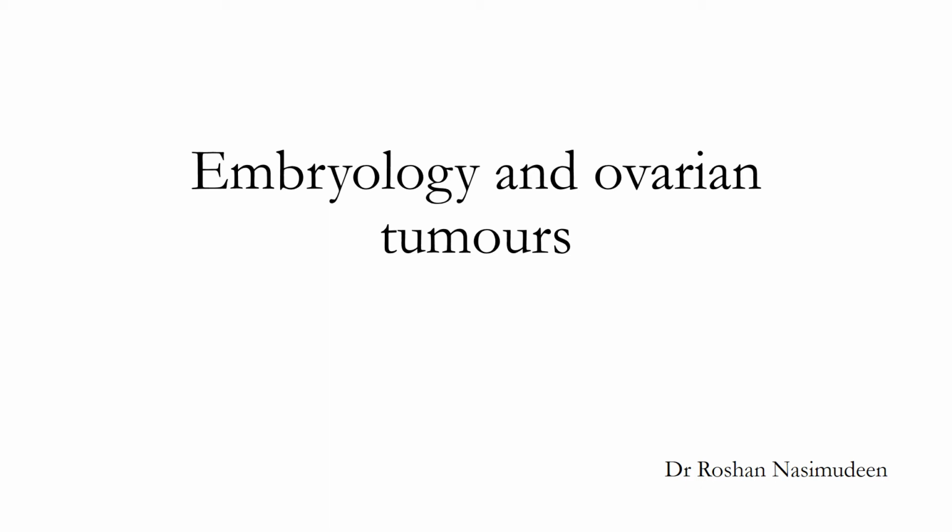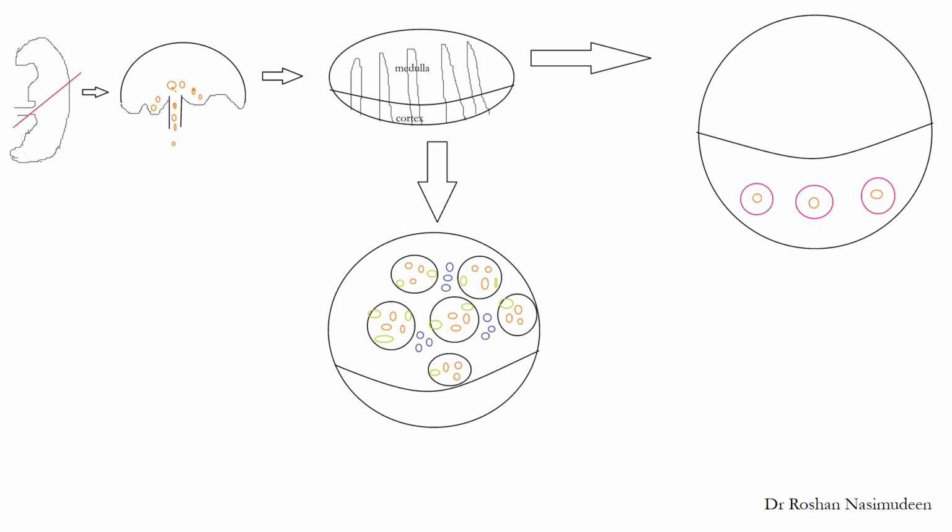Embryology and ovarian tumors. Understanding embryology can help in a better understanding of ovarian tumors. So, this is an embryo, and suppose we take a cross section like this, and what we get is something like this. This is the posterior part, so we will have a neural tube here, and this is the coelom, so this will be the coelomic epithelium.